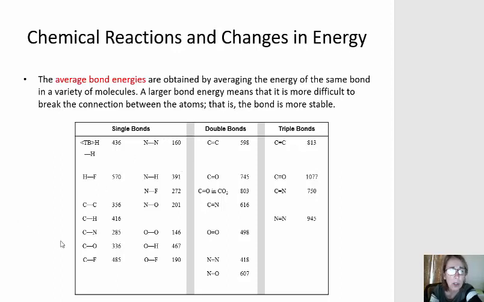And I just want to point out the difference between single, double, and triple bonds using the carbon-oxygen bond. The carbon-oxygen single bond requires 336 kilojoules per mole to break it. The carbon-oxygen double bond requires more than twice the amount of energy of the single bond, 745 kilojoules per mole to break that bond, while the carbon-oxygen triple bond requires 1,077 kilojoules per mole to break it. Now, if these bonds were formed, then this is the amount of energy that would be released upon the formation.